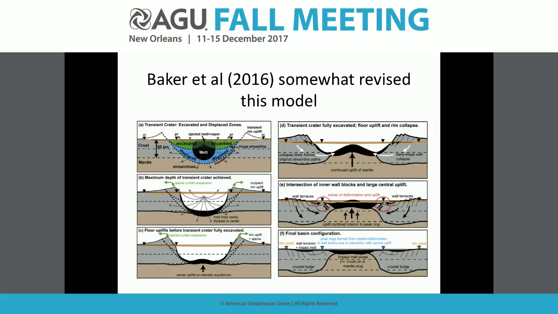And you can see, though, the same thing. The peak ring comes from close to the melt, unmelted region transition through the excavation of the crater, the opening, the collapse. All that ends up with the peak ring.